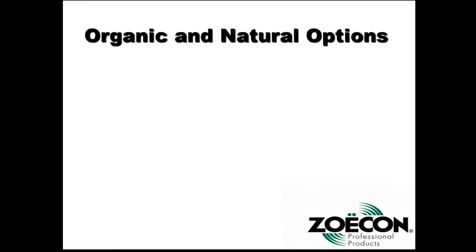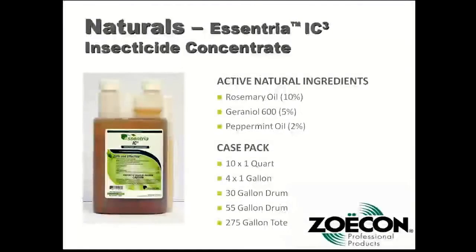Organic and some natural options for barrier control. IC3, it's a good one. Geraniol 600, rosemary and peppermint. It's a very effective mosquito repellent, and it's a good one for knocking them down and keeping them off the property for a while. Very commonly used and been used with a lot of success.